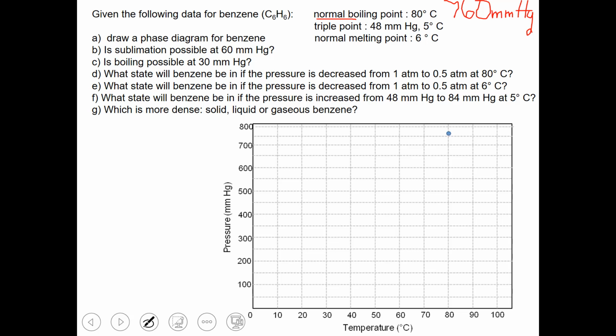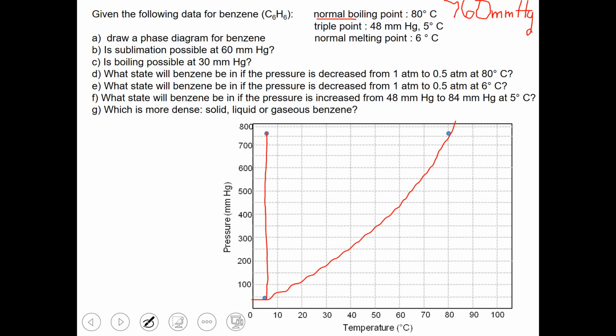Next is the triple point. That's at 48 millimeters of mercury and 5 degrees Celsius. So there it is on my diagram, followed by the normal melting point at 6 degrees Celsius. Now I can connect my lines and put my information about the phases in. So there are my lines.